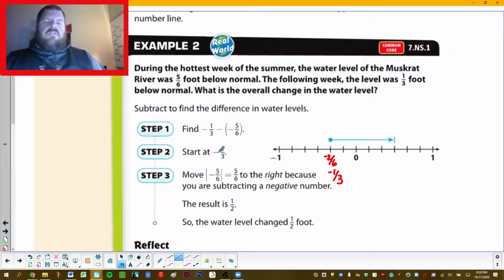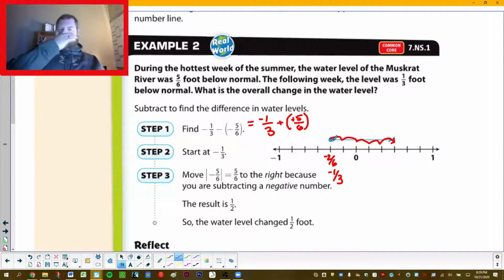And then I want to move to the right because I'm subtracting a negative, which is actually, like, the easier way to look at this: -1/3 add the opposite of this. So it's like adding 5/6. Since there's 6 lines between 0 and -1, this number line is written to a scale of sixths. So I just have to move 5 spaces. 1, 2, 3, 4, 5. We end up right there, and that happens to be 1/2 of a foot.